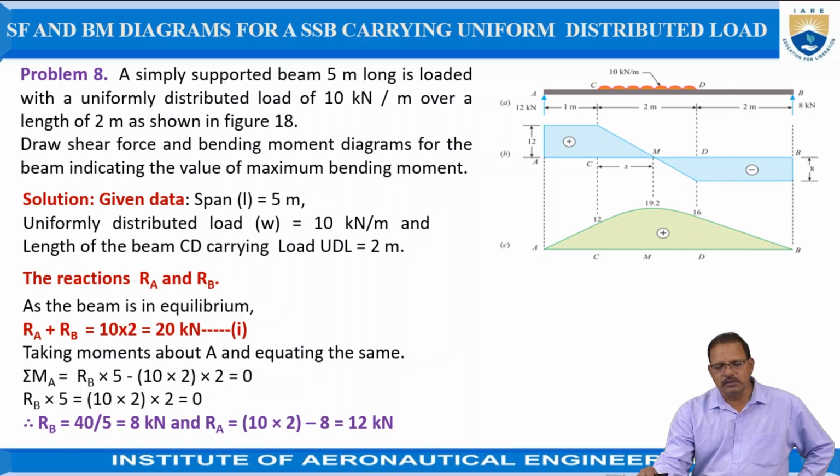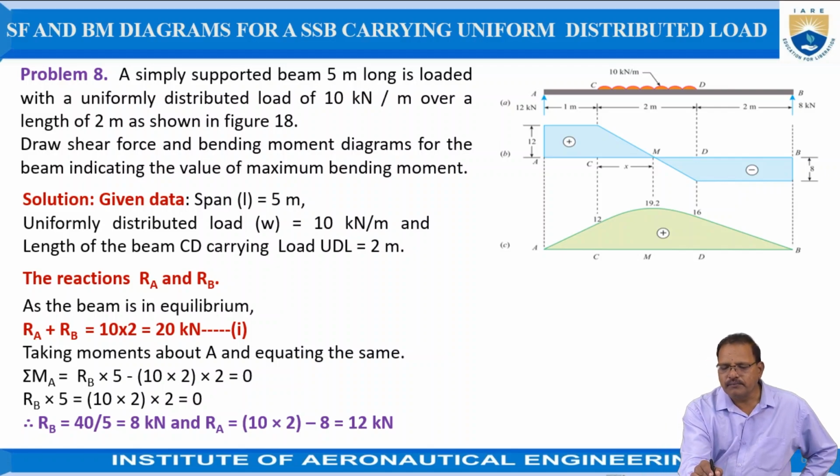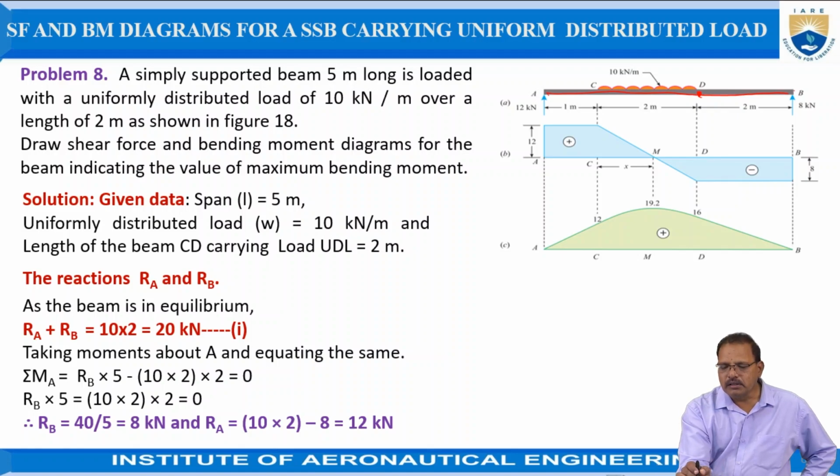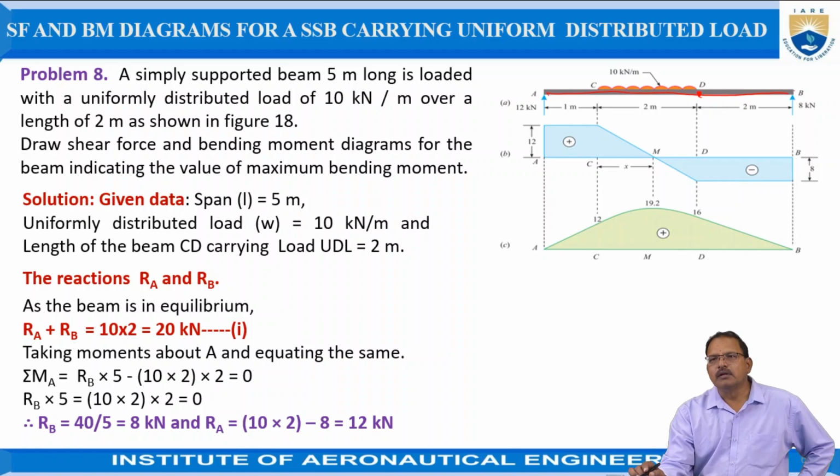Now, based on simple uniformly distributed load, we are taking one problem. A simply supported beam 5 meters long is loaded with a uniformly distributed load of 10 kilonewton per meter over a length of 2 meters, as shown in figure 18. The length of the beam is given as 5 meters. The load starts 1 meter from A, at point D, and the remaining 2 meters is having the uniformly distributed load as shown in the figure. Now, draw the shear force and the bending moment diagram for this beam.